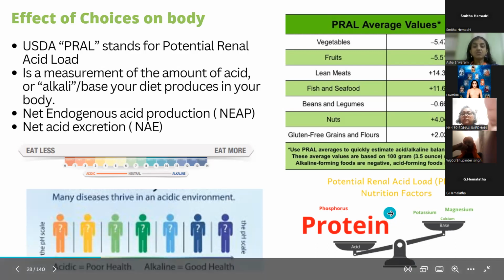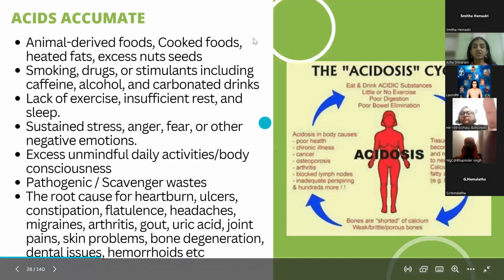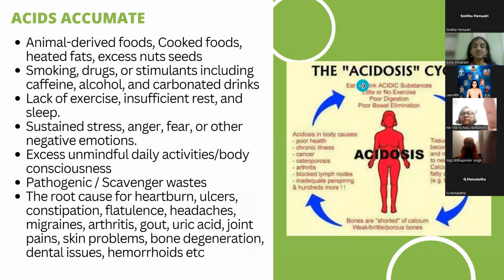Now let's see what happens if acid waste is created in the body. Here you can see the acidosis cycle. If we eat and drink acid substances and have little or no exercise to throw out those acids, these acids irritate the stomach. They do not get digested easily. They cause constipation and poor bowel elimination. So the acid gets retained inside the body.